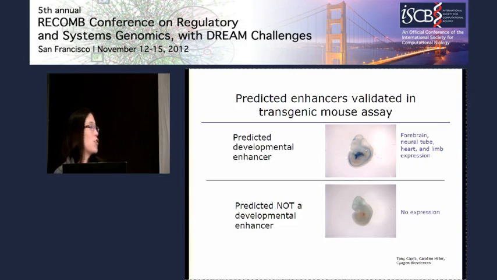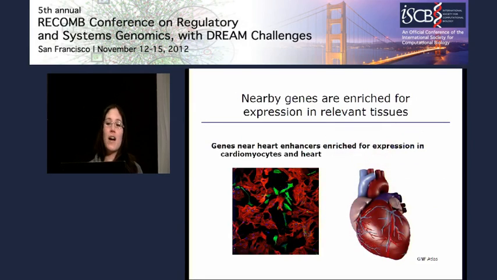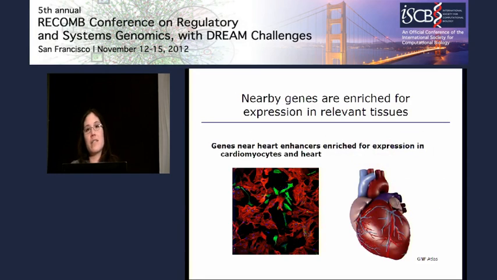As a negative control, we also tested a region that we predicted not to be a developmental enhancer. We had a strong score that this was not a developmental enhancer, and we did indeed see that there was no expression at embryonic day 11.5. Putting this in a genomic context, we did several computational analyses to test what genomic context we are in.